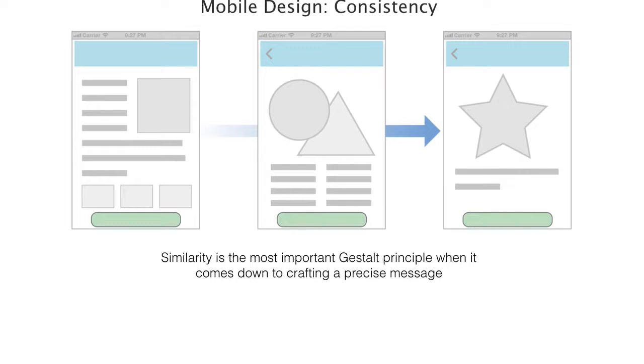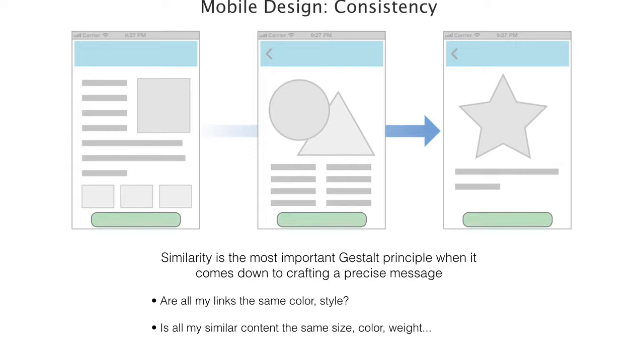Similarity is the most important Gestalt principle when it comes to crafting a precise message. Are all my links the same color and style? Is all my similar content the same size, color, and weight? Do I follow standard conventions that all my users are familiar with? These things are really important so that as they go from one screen to the next, they will understand that it works the same way no matter where we are.